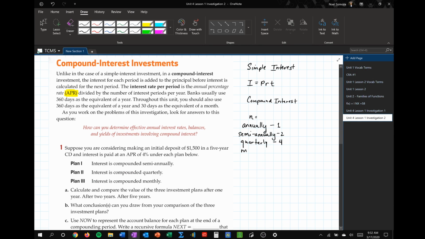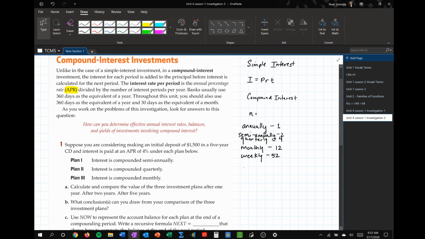Then there's monthly. If something happens monthly, that means it happens 12 times a year. Then there's daily. Actually, not daily. Before daily, there's weekly. And if you're not sure, there are 52 weeks in a year. And then finally, there is daily.